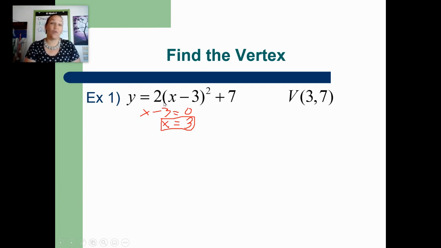Just a little side note, the only number we did not use is the number 2, and that's your A. So remember, the 2 tells us that this is opening up. It has a minimum, and it's going to be a skinny parabola since it's larger than 1.